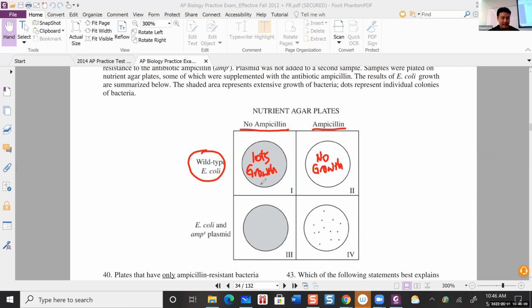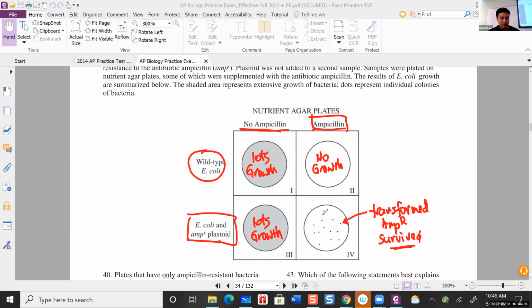How do you survive ampicillin? You have to have the plasmid. So you can see if you don't put ampicillin, lots of growth, whether you have the plasmid or not. But here you put ampicillin and only the ones that are transformed survive. If you're transformed, you're ampicillin resistant, you survive, okay? All the wild type that did not transform die. So you get only a fraction of the bacteria. All these are transformed. That's how they survive. So that's what the data is saying. Kind of makes sense, right?